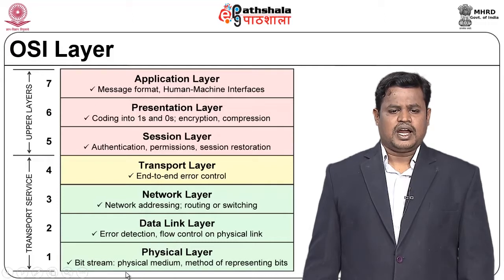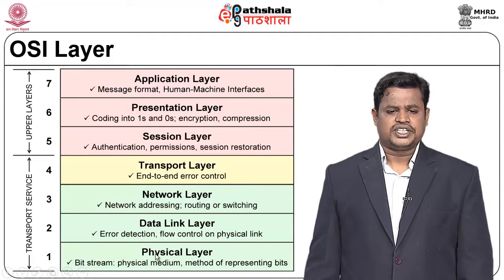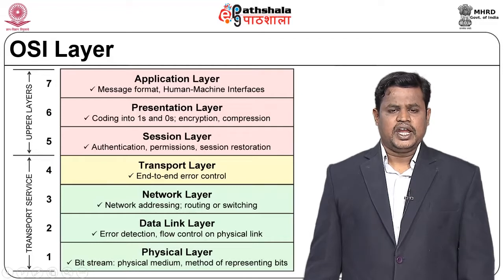So here in the case of your physical layer, first we need to understand the functionality of each and every layer. The physical layer is a bit stream. As a normal user, we start from the application layer, then we go layer by layer and reach the physical layer, and we start reaching our destination. For each and every internet related application, whether an online transaction, email, or web browsing, as an end user we start with our upper layer, the 7th layer called the application layer. In this layer, we mention the message format and the human computer interfaces.